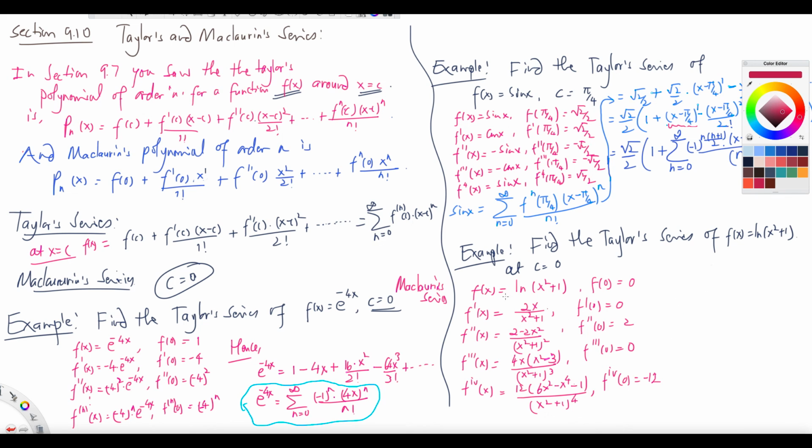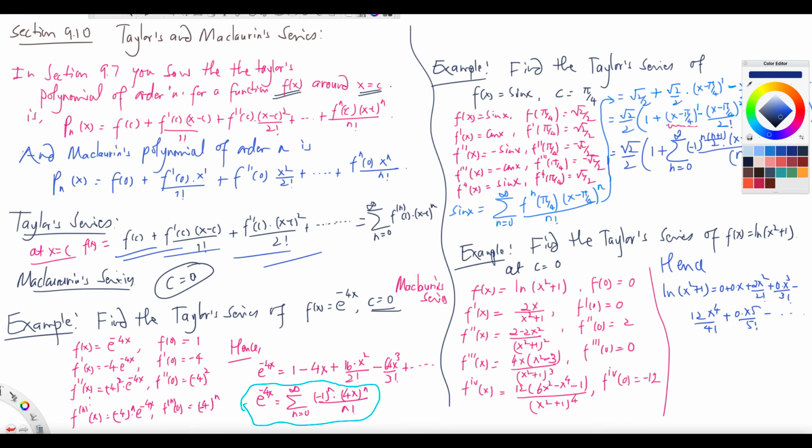So if you plug that into the formula, what do you get? The series will look like this, okay? Let me write down, hence natural log of x squared plus 1 is equal to 0 plus 0 times x, right? And then plus 2x squared over 2 factorial, right? This is the formula we are using here. And then what is the next one? The third derivative term will be 0 times x cubed over 3 factorial. And then minus the fourth term, 12x to the 4 over 4 factorial. And then plus 0 times x to the 5 over 5 factorial, and so on. This is the series representation, okay?